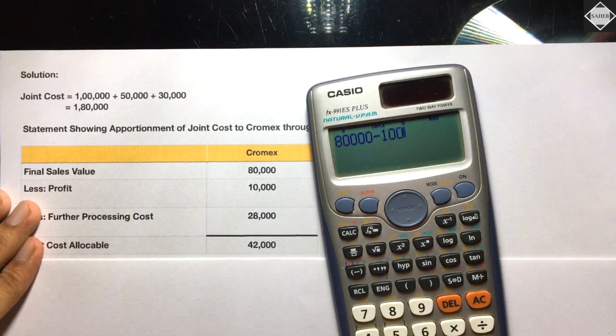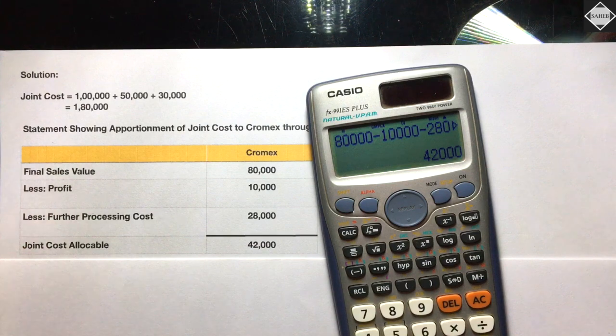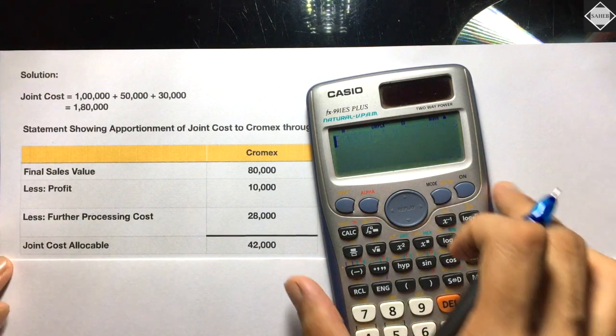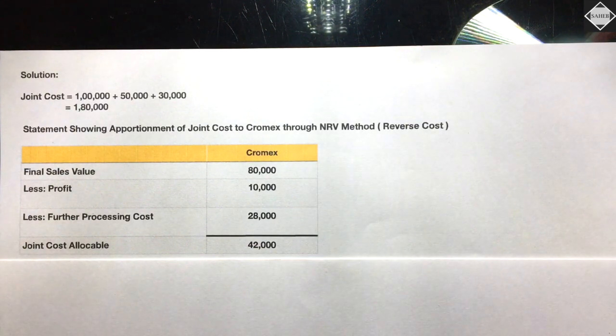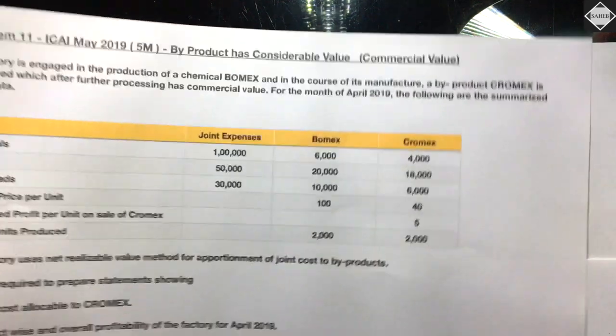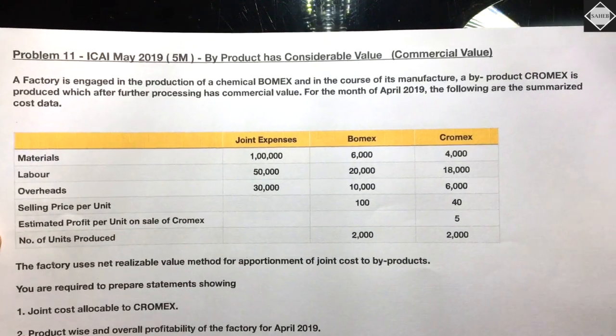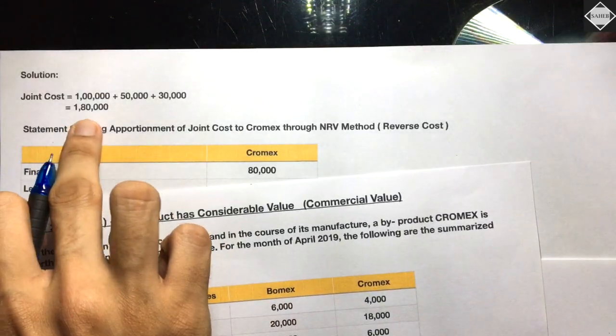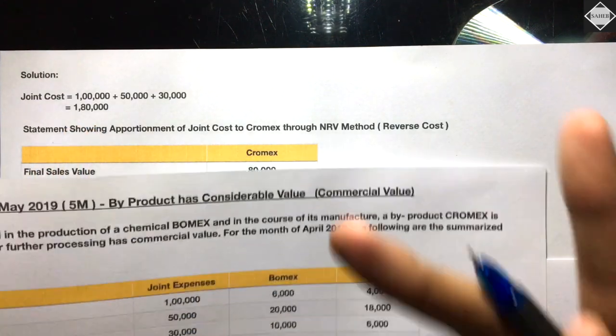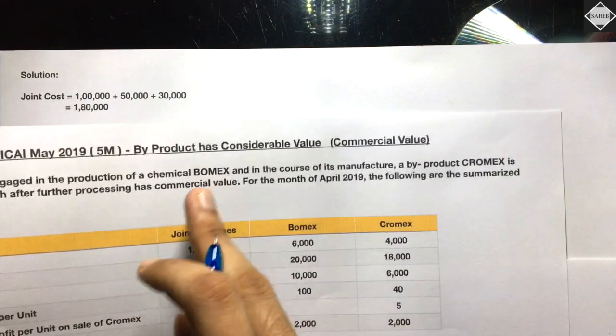80,000 minus 10,000 minus 28,000, that's equal to 42,000. Clear? Simple. After this, understand properly. It's very simple. You have to understand this logic. What was the total joint cost? 1,80,000. And we had only two products over here, Chromex and Bomex.